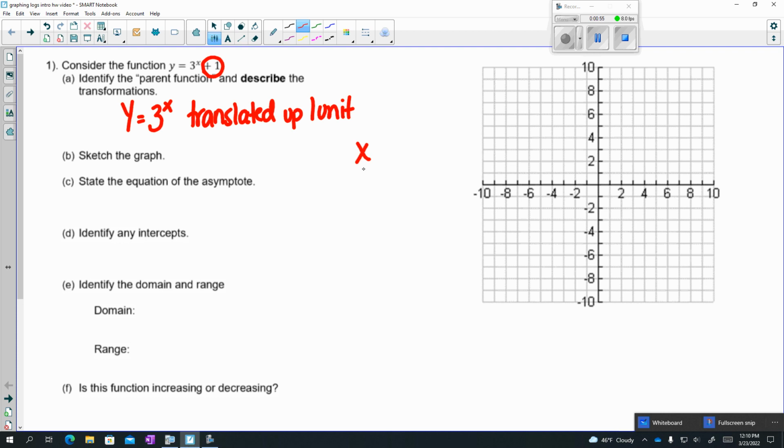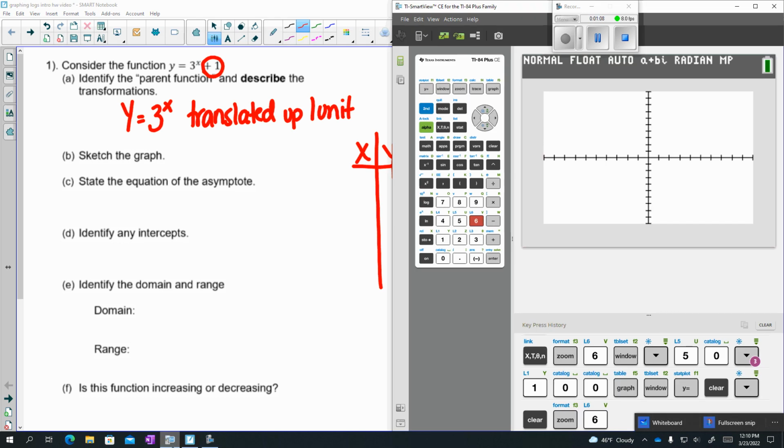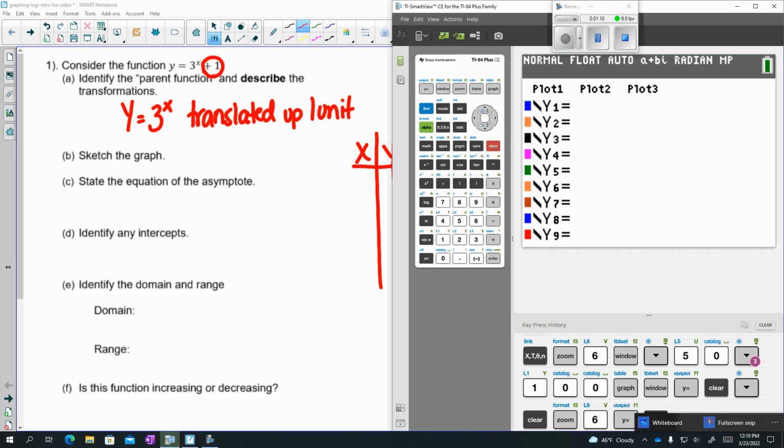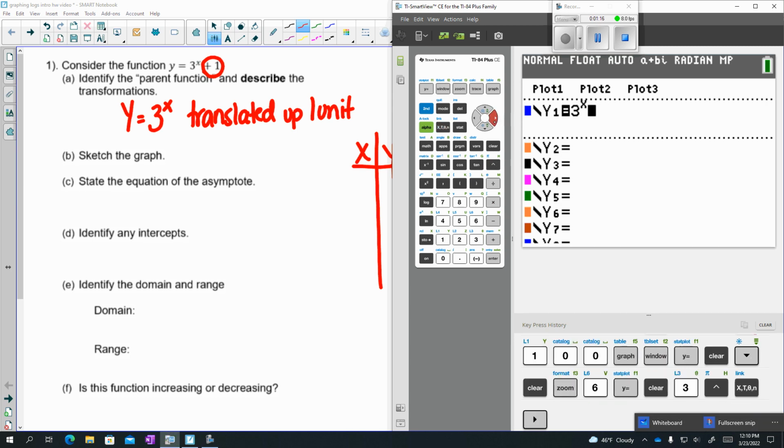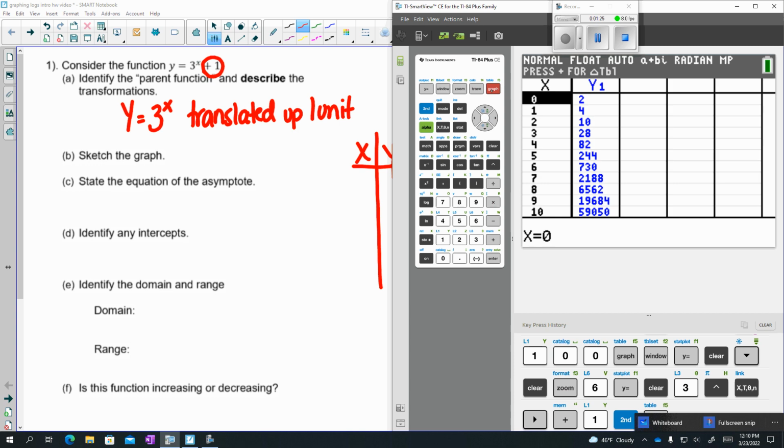So I'm going to go to my calculator and copy down a table of values to plot my points. Now there is no restricted domain. It's not telling me to start or stop at a specific value. So that means that after I copy down my table of values, I'm going to make sure to graph with arrows on the ends. So 3 to the x plus 1, making sure to hit the right arrow to get outside of the exponent before I put that plus 1 in.